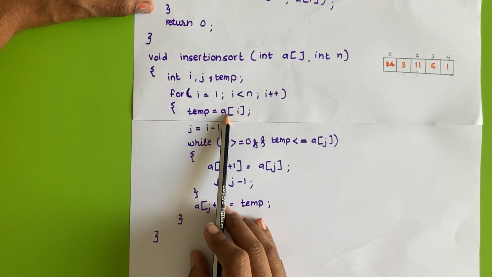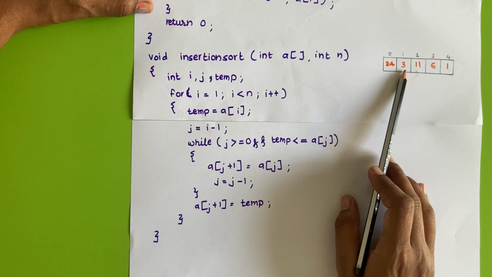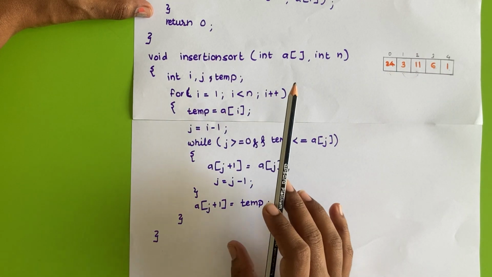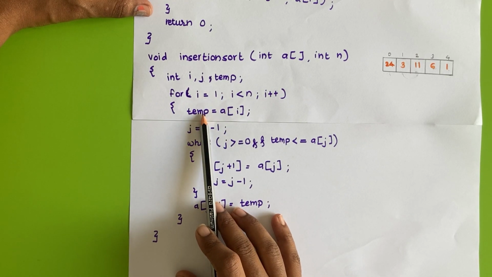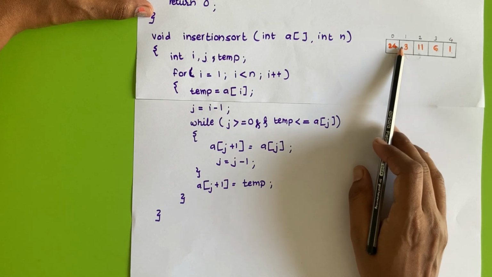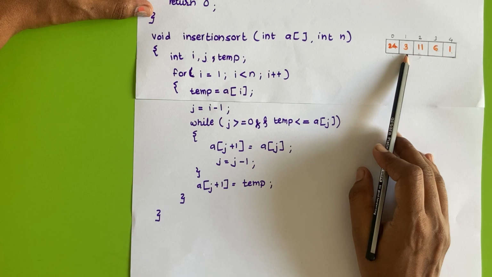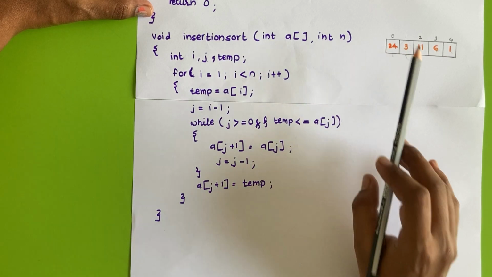Now first I have copied the right element into the temporary variable, in case we need to make a swap. So first I have copied it into the temporary variable. Now we have to start this comparison of the right element with the left element.